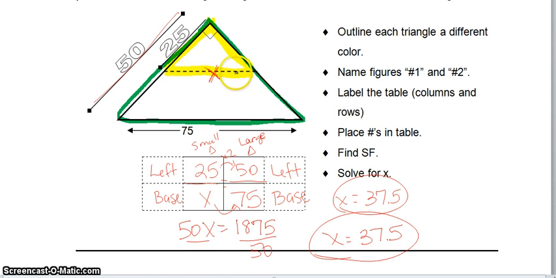Okay, so within this triangle, there's two triangles, the small triangle and the large triangle. They share the same angle measurements, and they have the same congruent angles, and then their sides are proportional. So we can compare the left side to the base and the left side to the base for both of them.